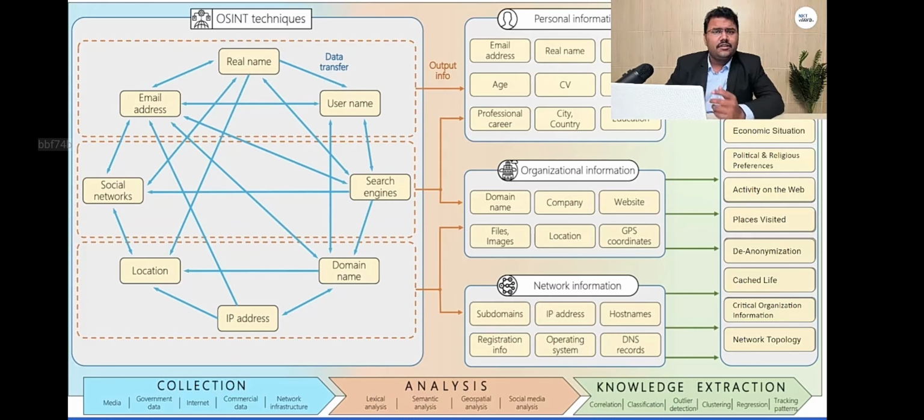Similarly, if we get access to various social media accounts, we'll know about their friends and family and the political and religious preferences they have, what kind of activity they do on the web, and so on and so forth, right? Okay, so using these data points, always remember, data can be collected, it can be processed into information, and we extract actionable information, which is called intelligence.